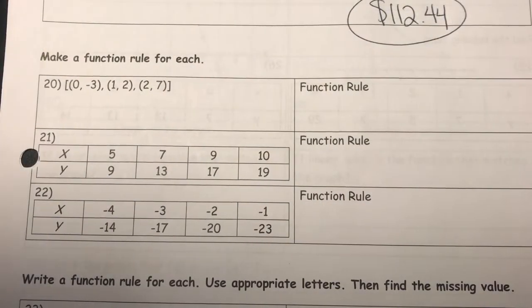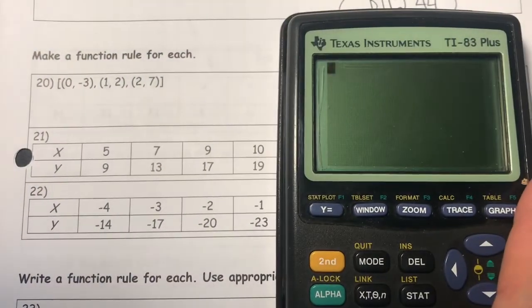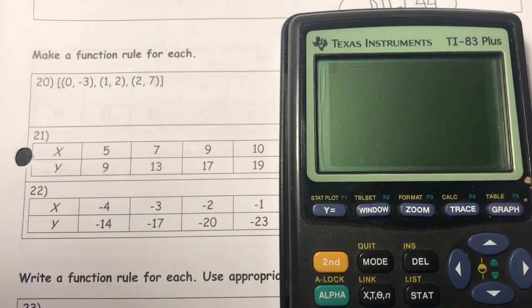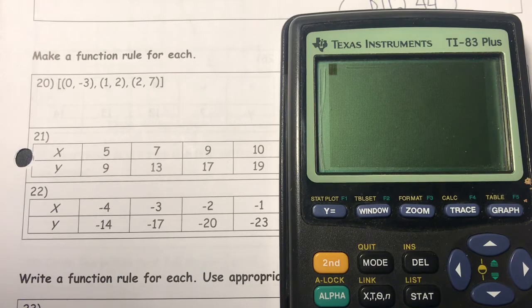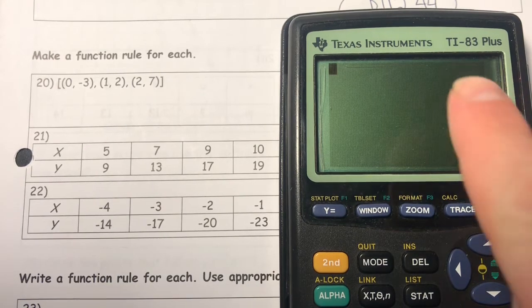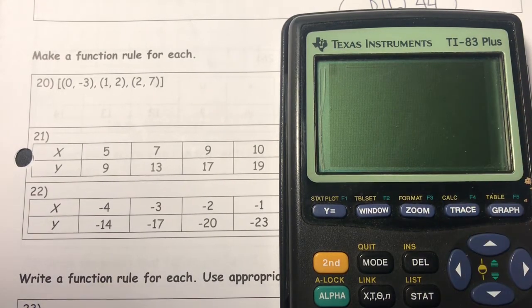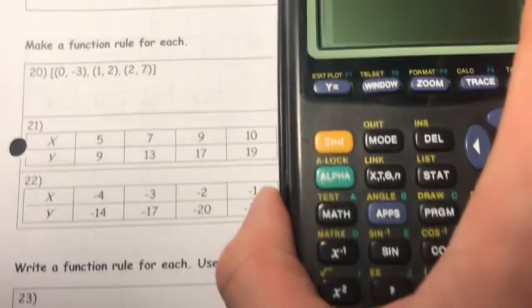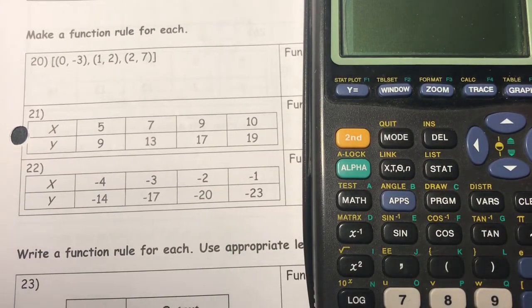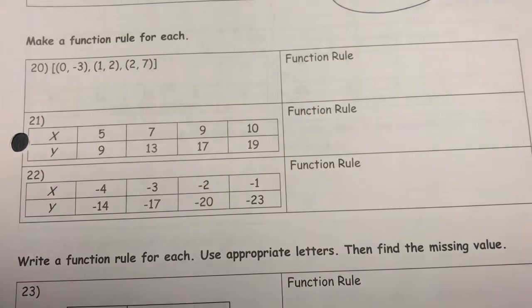All right, problems 20 through 22. I'm in a new location. I'm in the basement of my house, and I'm whipping out this guy. Now, before you scream at me and say, no, sir, that's a different calculator. It's the same calculator. I have a TI-83 Plus. The school uses TI-84 Pluses. It has the same exact buttons. It's just not yellow.